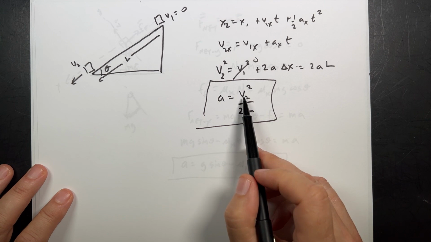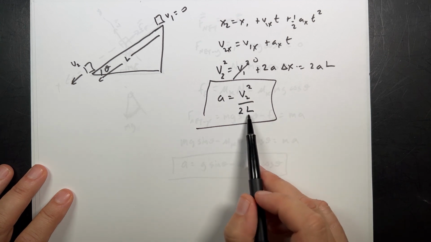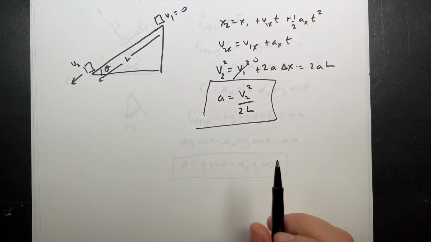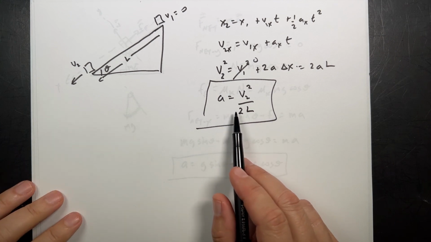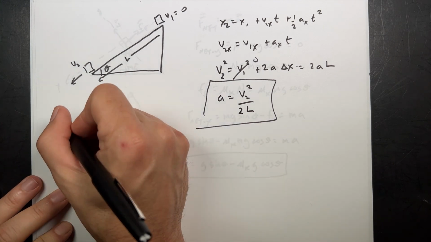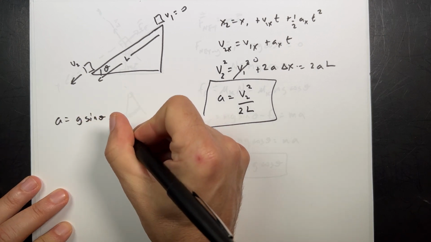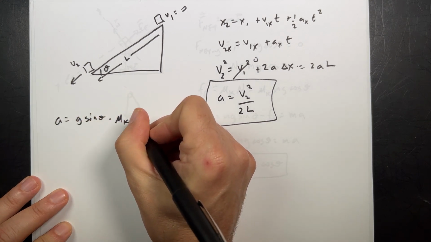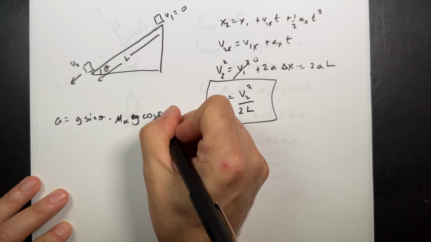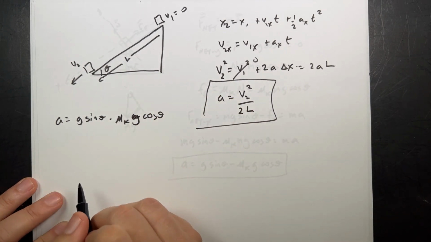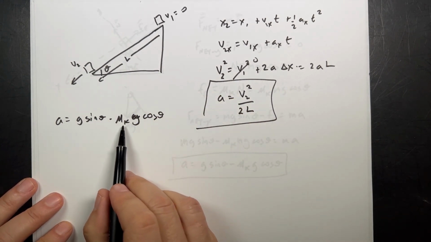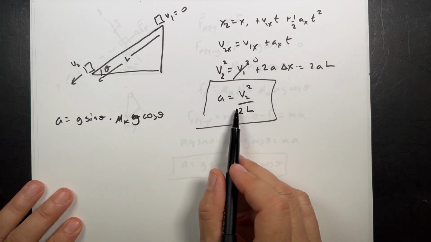And just notice that's meters squared per second squared divided by meters does give me the right units for the acceleration. If I put that together with my other version, I had this: a is g sine theta minus mu k g cosine theta. Set that equal to this. I can solve this for mu k, since I have an expression right there.